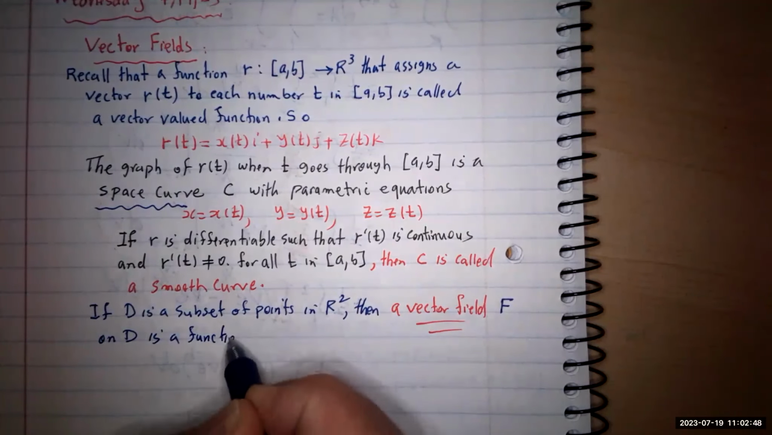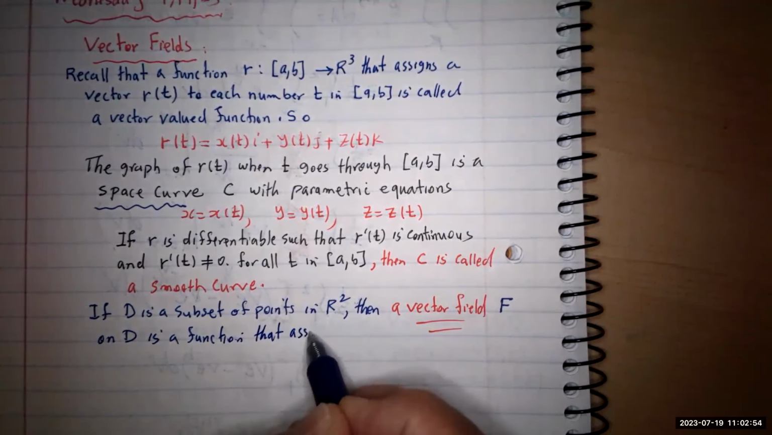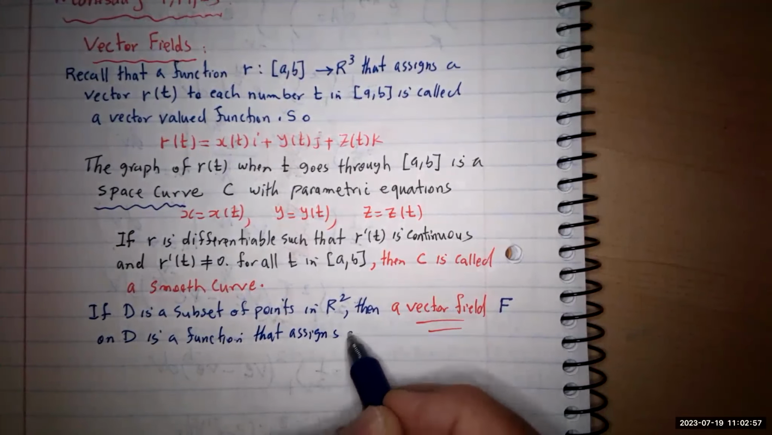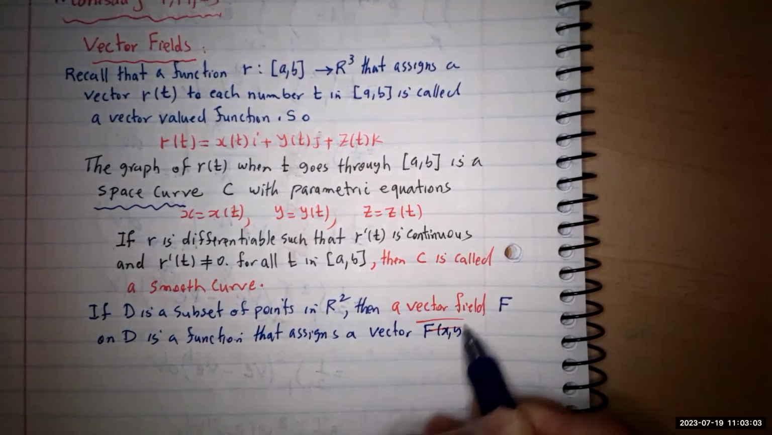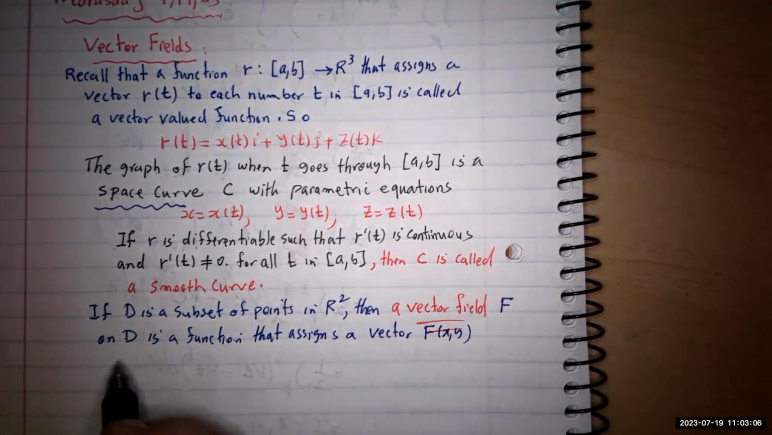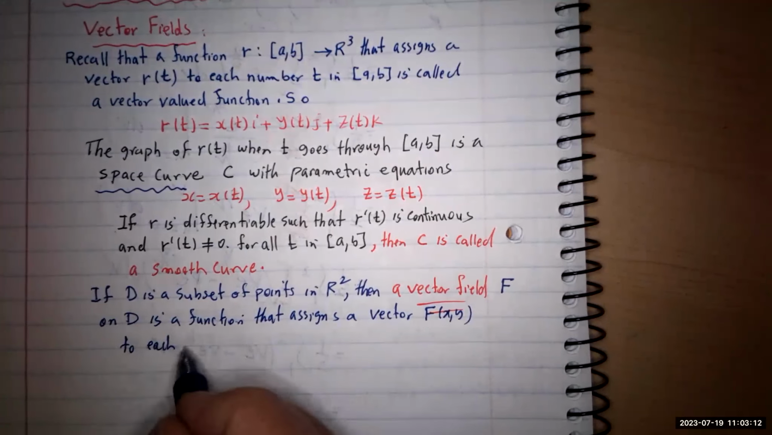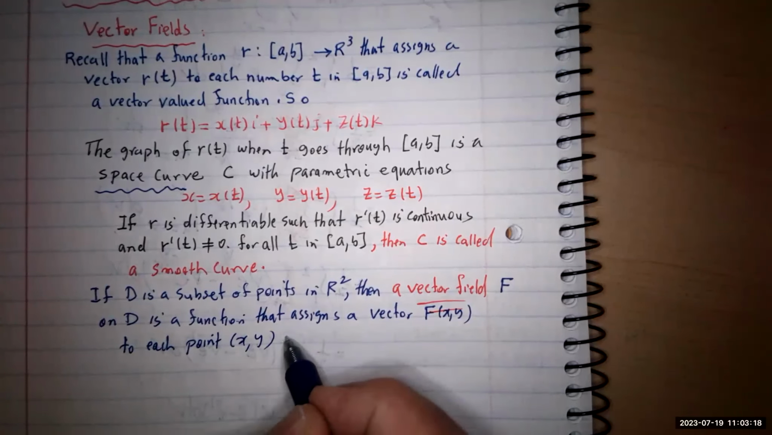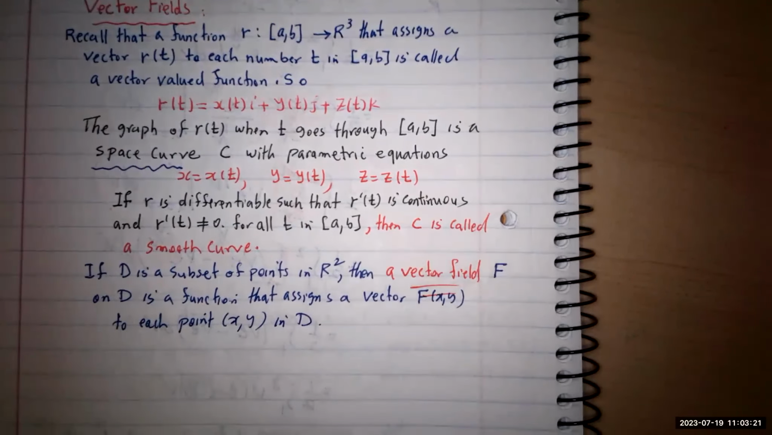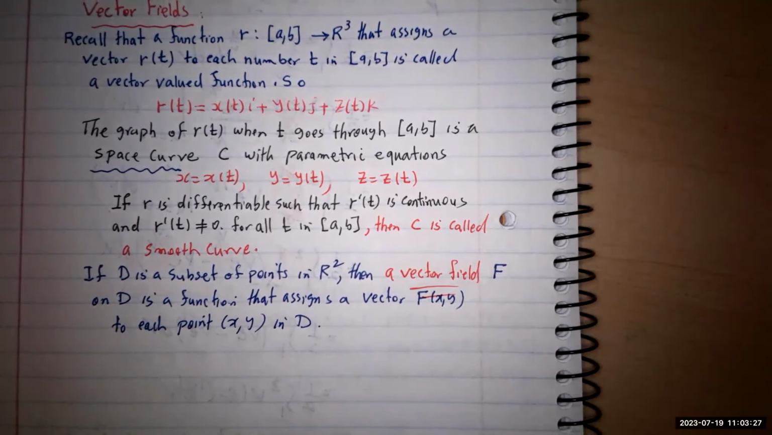Okay, so it is going to be a function that assigns a vector. So the range is a vector f of x comma y, to each point. So you drop the point x comma y in the domain into this function and you get a vector out. So it's a kind of a function of 2 variables, but it's going to be inside R2. It's not a real valued function.